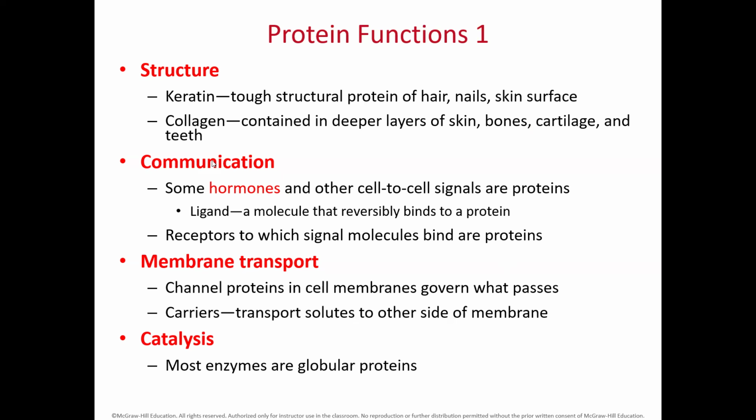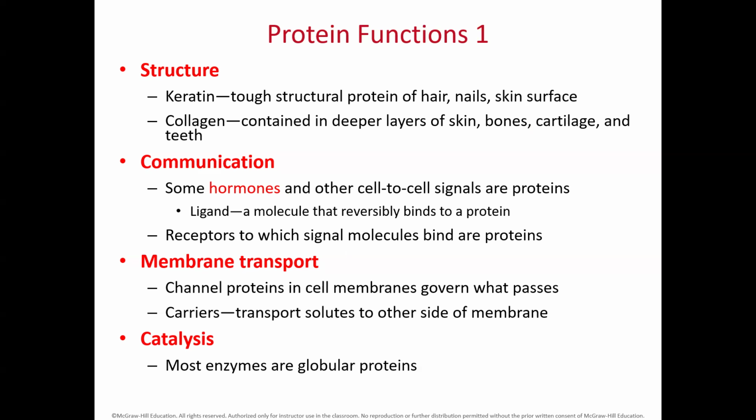Other functions include communication. Hormones are types of polypeptides or small proteins. We also see proteins allowing us to have cell signal recognition. Receptors to which signal proteins bind are also proteins. So proteins play a huge role in cell communication, whether the communication is an actual hormone or the communication is through the receptor which the hormone will bind to. What else does it do?